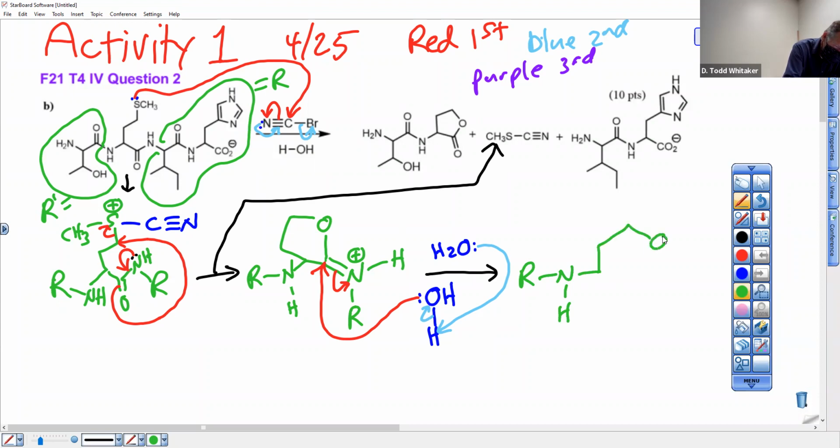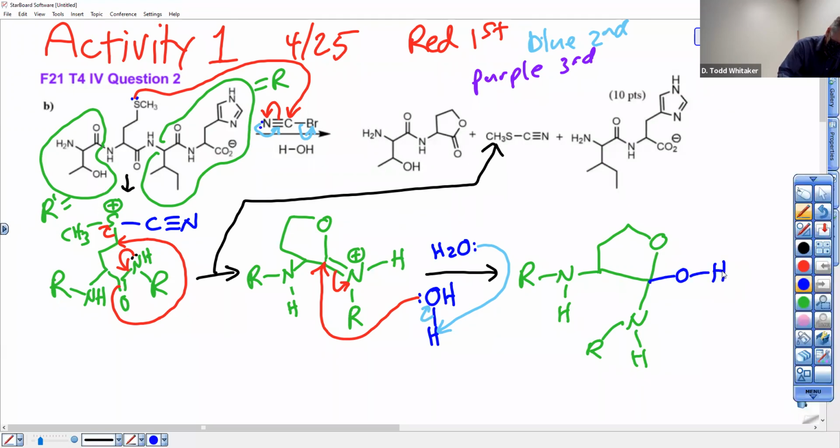CH2, CH2O comes to a C. What's on that C? We have an N with an H and an R group. That's going to be the product on the right. And what else do we have? We have an OH. I think we can finish this off. I'm going to make these products now. This one and this one.